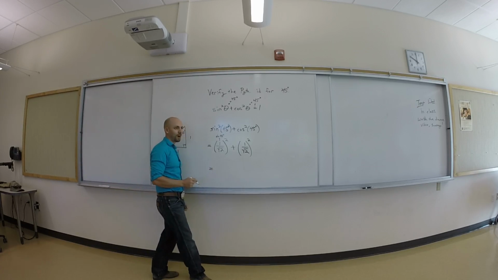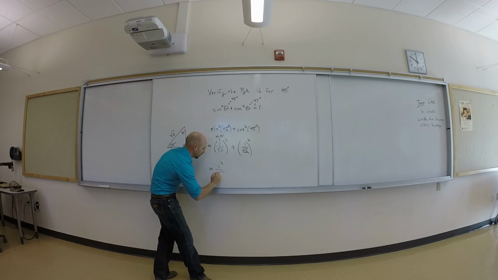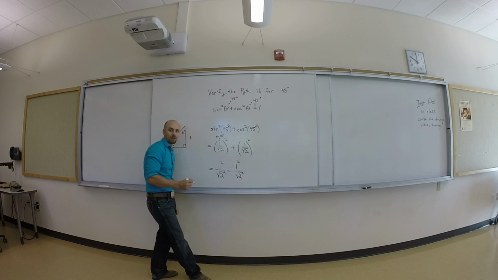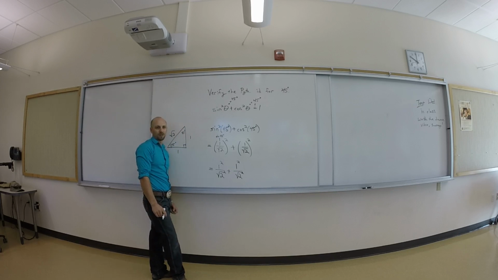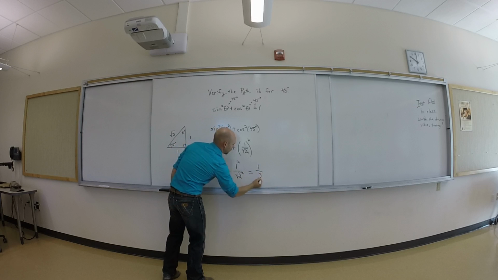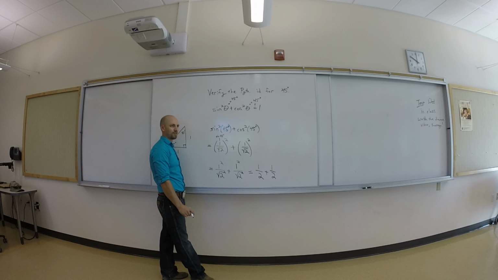So when I square a fraction, how do I do that? Square the top and square the bottom. So I got 1 squared over the square root of 2 squared plus 1 squared over the square root of 2 squared. So I get 1 half plus 1 half. How do you get that 2 on the bottom?